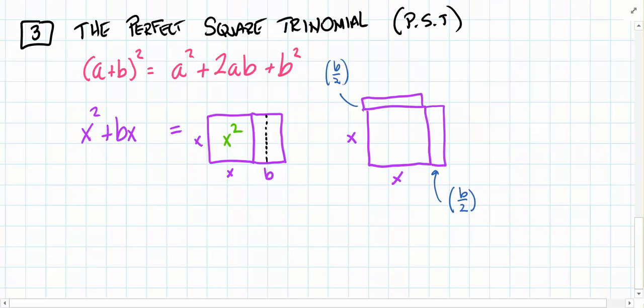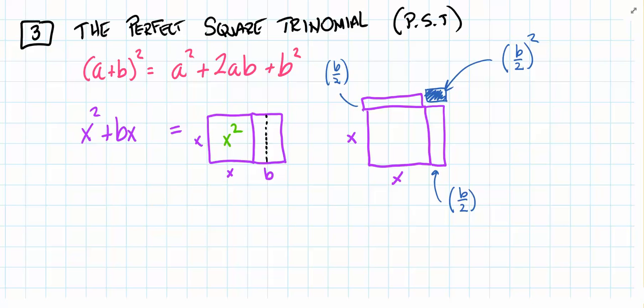So now the bigger question is, there's a little piece that's remaining here. It's this little tiny piece over here. What is that piece? What's the length of that? Yeah, Nick. Look, the length is b over 2. The width is b over 2, so this becomes b over 2 squared. Does everybody see that?